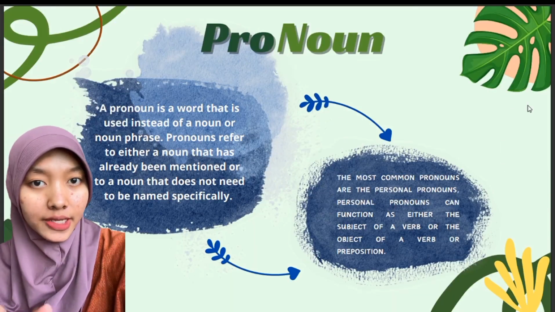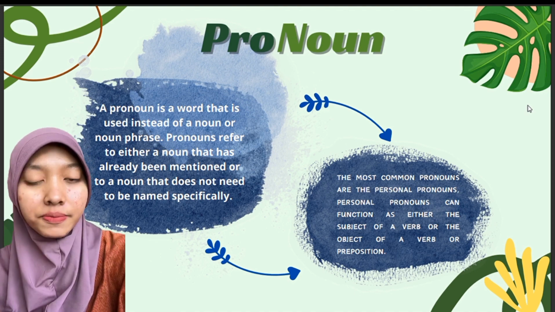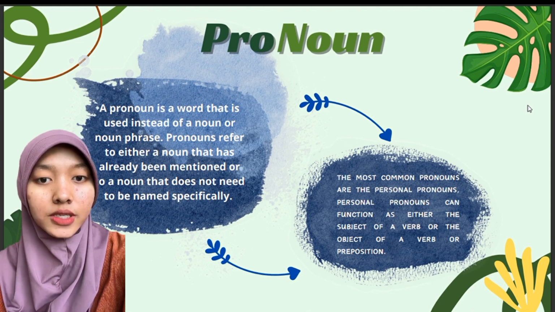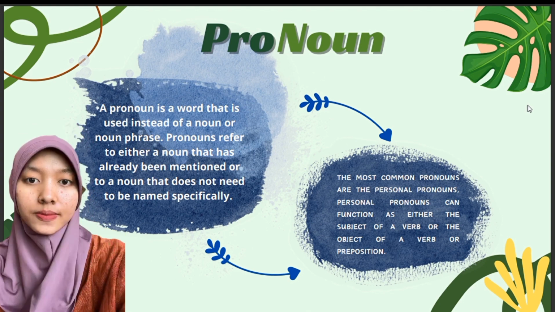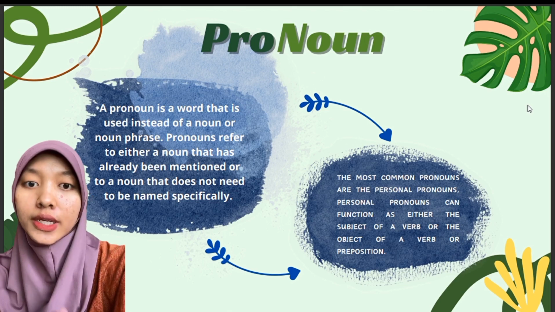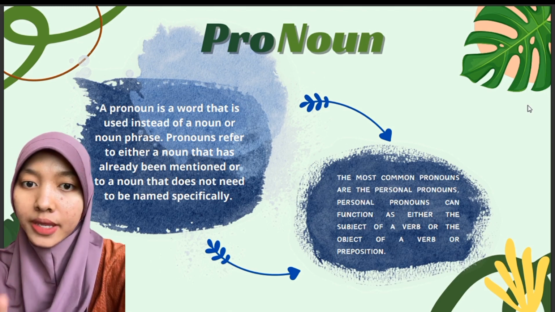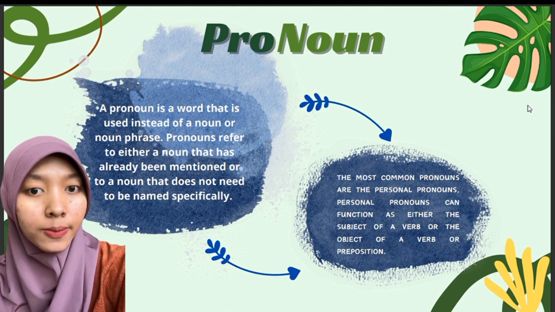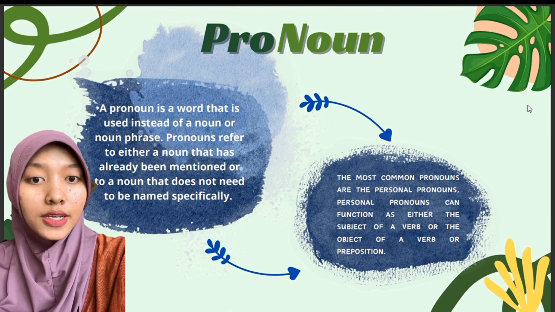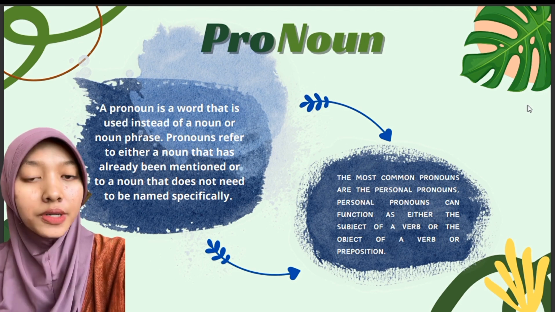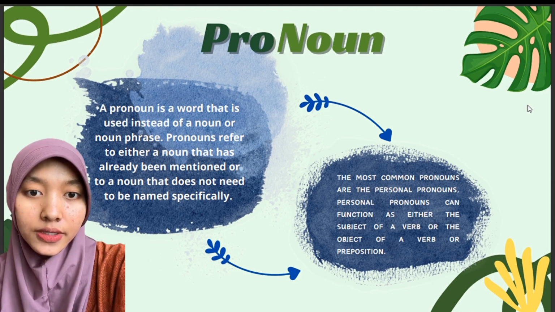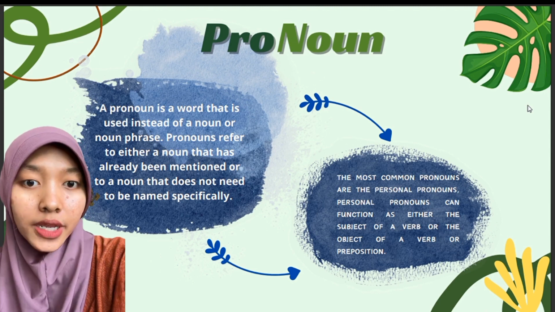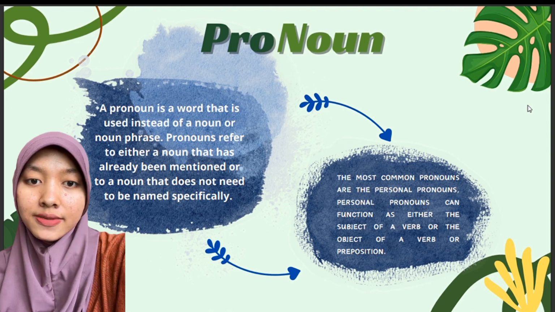So now I will explain to you about the definition of pronoun. So what is a pronoun? A pronoun is a word that is used instead of a noun or noun phrase. Pronouns refer to a noun that has already been mentioned or to a noun that doesn't need to be named specifically. The most common pronouns are the personal pronouns. Personal pronouns can function as either the subject of a verb or the object of a verb or preposition.